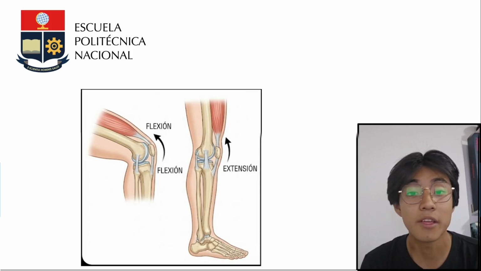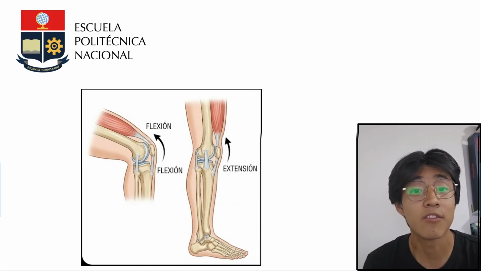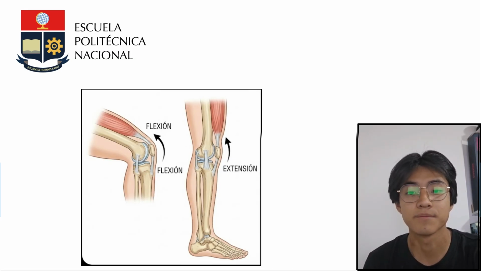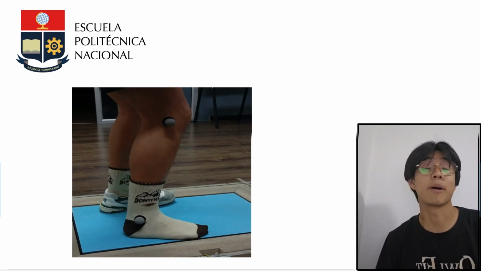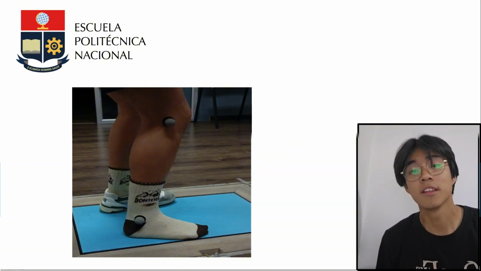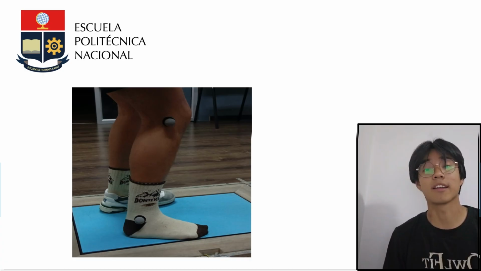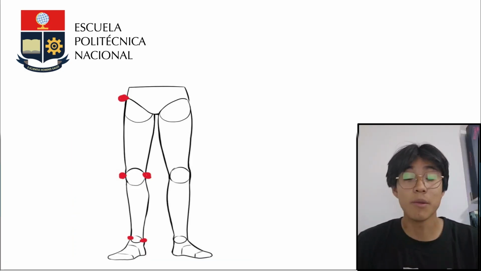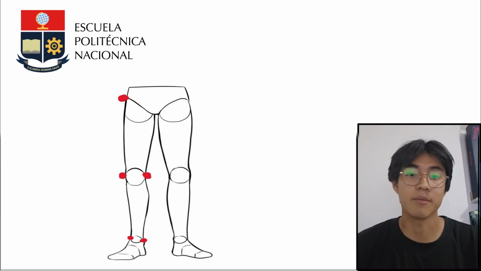Good morning. Today we are going to present the biomechanical analysis of the knee flexion-extension movement. To perform this analysis, we followed a rigorous experimental protocol in the bioengineering laboratory. Our objective was to capture the kinematics of the lower limb during a gait cycle. We placed passive markers on specific anatomical landmarks defined by the standard biomechanical model.